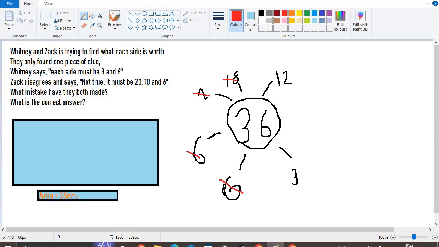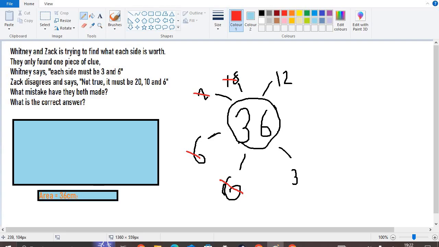So I don't think he meant timesing, maybe he meant adding. So 20 add 10, which is 30, and add the 6, which is 36. So I can see why he said that, because when you add them up, it equals 36. But like we said, area is when you times length by width, so that can't be possible.